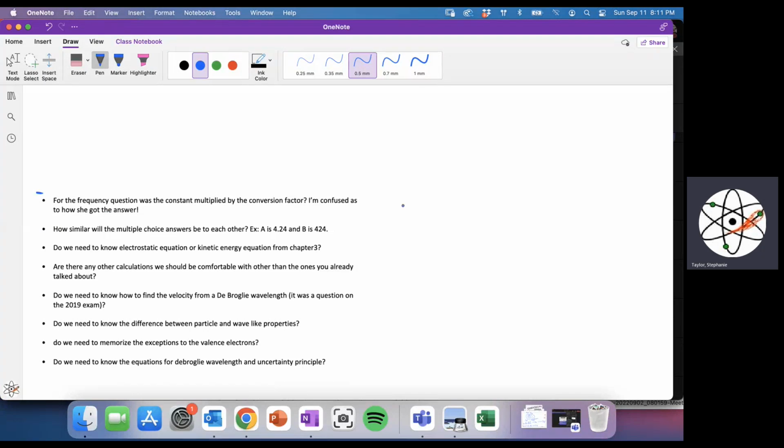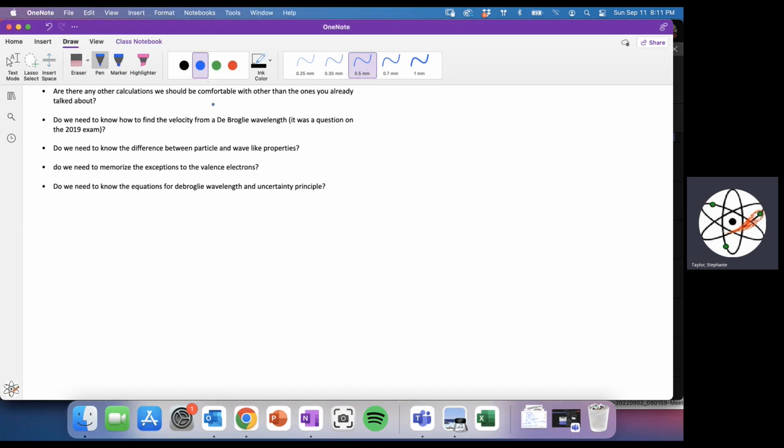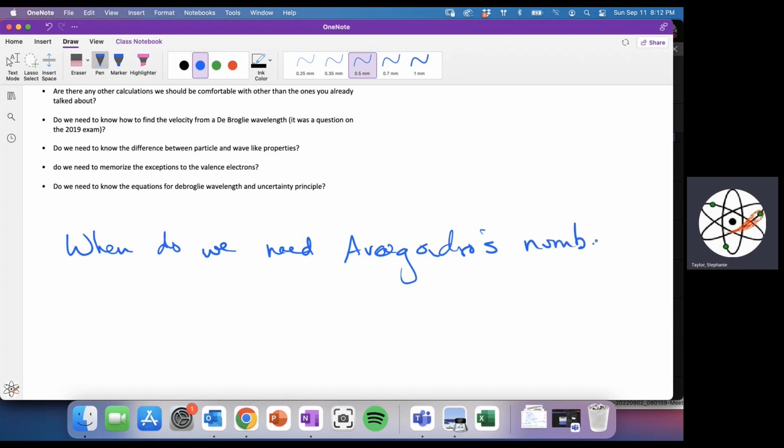All right, so this is trying to finish up some of the questions that I did not get to in the review. This is my list of questions, but first, the one I was asked at the very, very end that I gave a verbal answer to that was not great, which was essentially, when do we need Avogadro's number? I am so sorry, my spelling keeps getting worse.